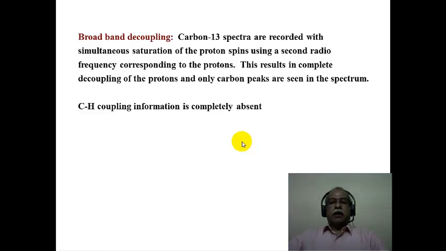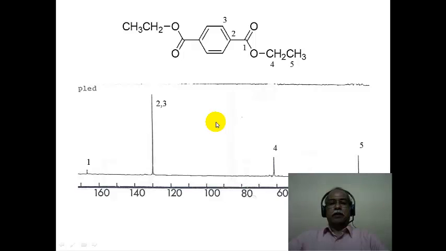Carbon-13 spectrum is normally acquired in the broadband decoupling mode. In the broadband decoupling mode, Carbon-13 spectra are recorded simultaneously with the saturation of the proton spins using a second radio frequency corresponding to the proton. This results in the complete decoupling of the protons, and only carbon peaks are seen in the spectrum, and the CH coupling information is completely lost in the process.